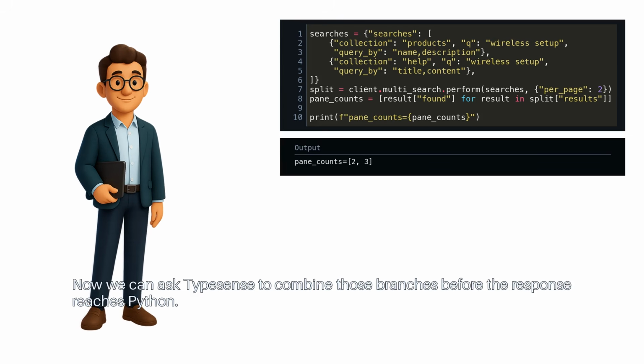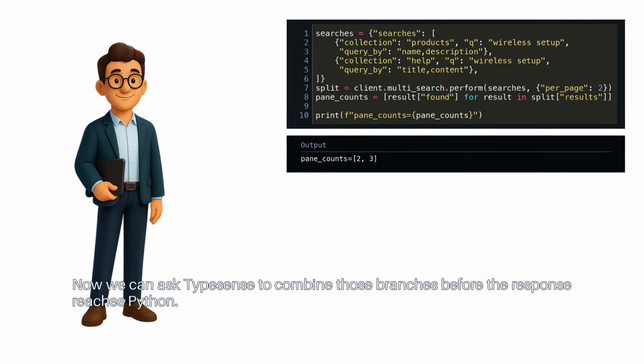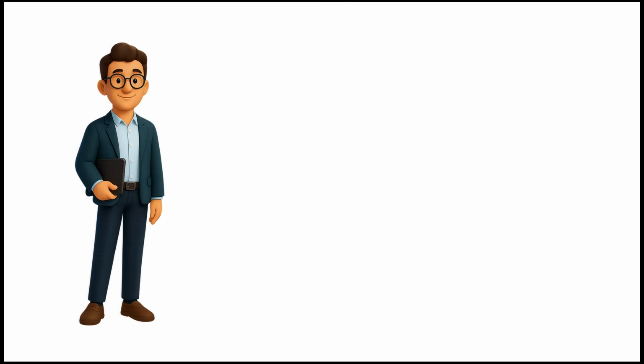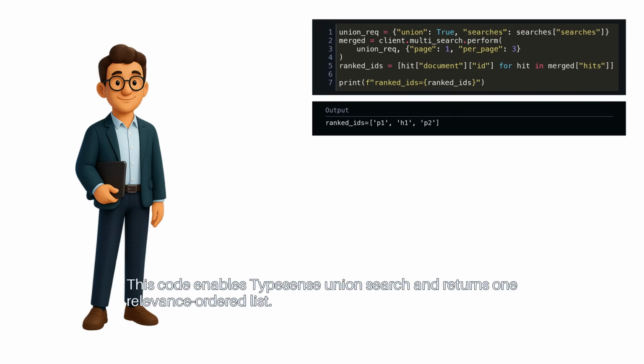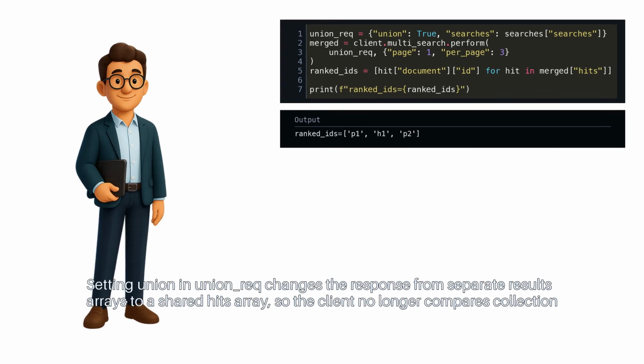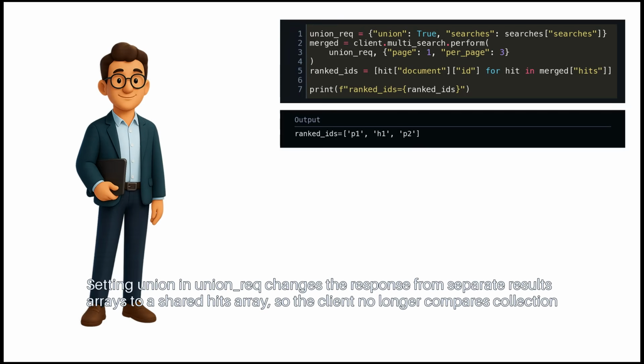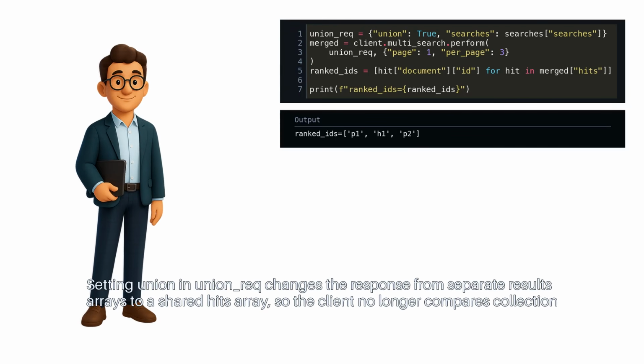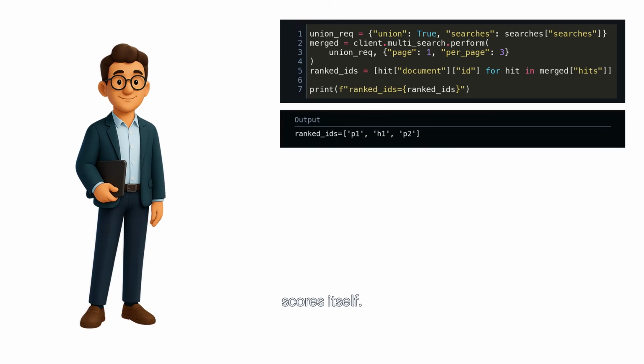Now, we can ask Typesense to combine those branches before the response reaches Python. This code enables Typesense union search and returns one relevance-ordered list. Setting union in union_request changes the response from separate results arrays to a shared hits array, so the client no longer compares collection scores itself.